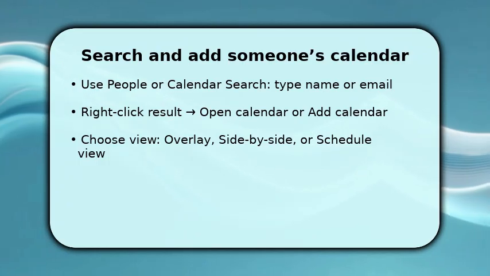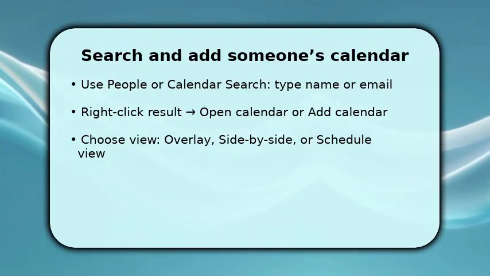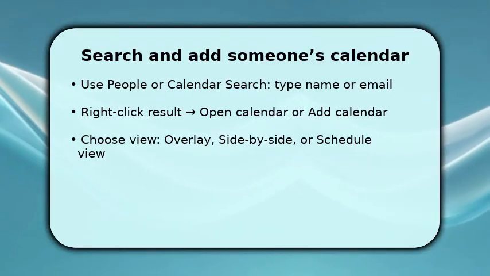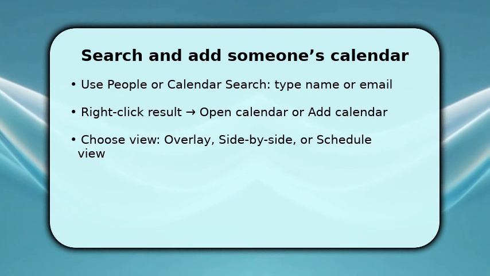Then pick how to display it. Overlay merges schedules, side-by-side keeps columns, schedule view stacks across days. This helps you compare free/busy quickly. If availability doesn't appear, check that you're searching the right address book.